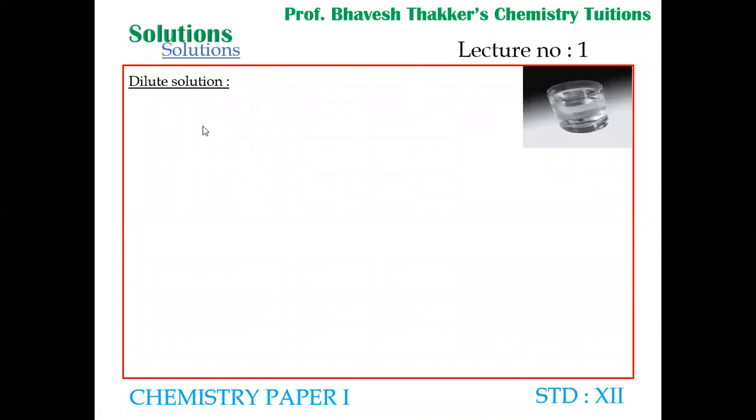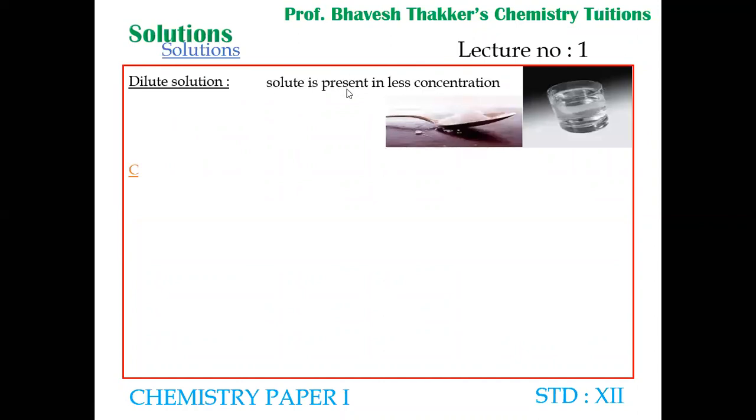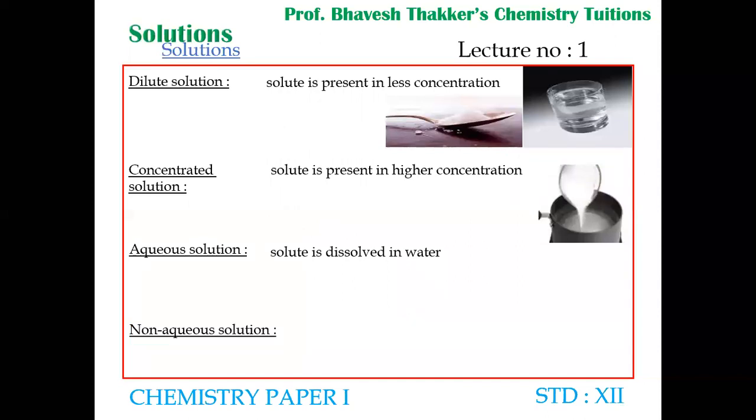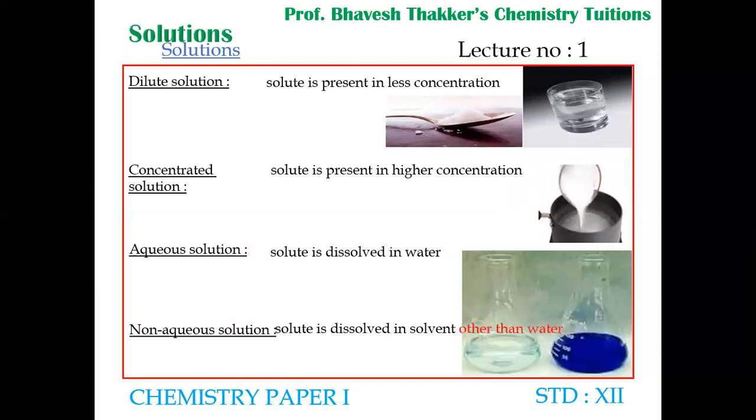We have dilute solution. Now, dilute solution means what? Solute is present in less concentration. Concentrated solution. Solute is present in very high concentration. Aqueous solution. Aqueous solution means always water is a solvent. And non-aqueous solution means there is any other solvent than water. So generally, solutions are referred to like that. Dilute solution means very little solute is present. Concentrated solution means solute is present in higher concentration.